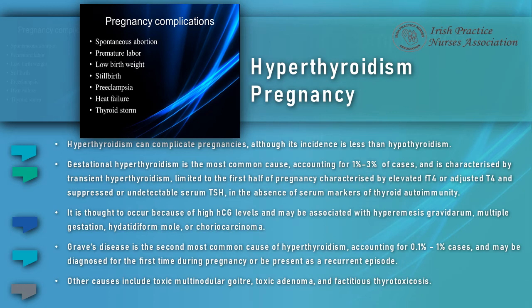It is thought to occur because of high hCG levels and may be associated with hyperemesis, multiple gestation, hydatidiform mole, or choriocarcinoma. Graves' disease is the second most common cause of hyperthyroidism, accounting for 0.1 to 1% of cases, and may be diagnosed for the first time during pregnancy or be present as a recurrent episode. Other causes include toxic multinodular goiter, toxic adenoma, and factitious thyrotoxicosis.